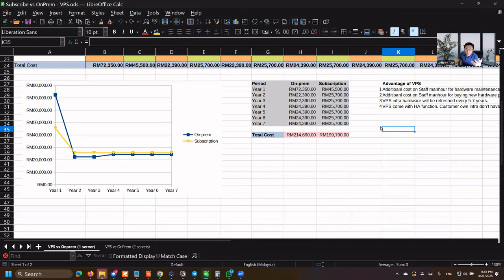So today, I just share with you this information on how to choose between the on-prem server and the cloud server. Thank you for listening, and I hope this information will help you.